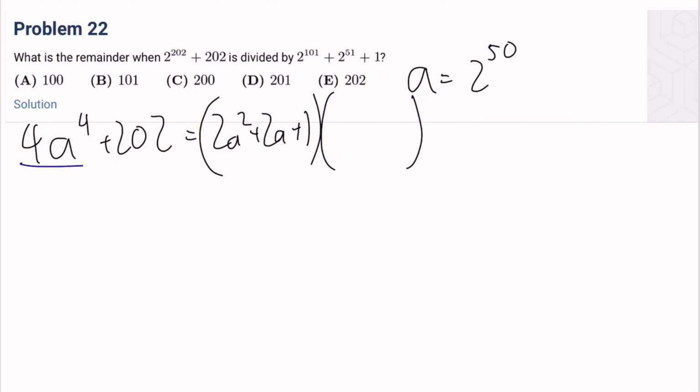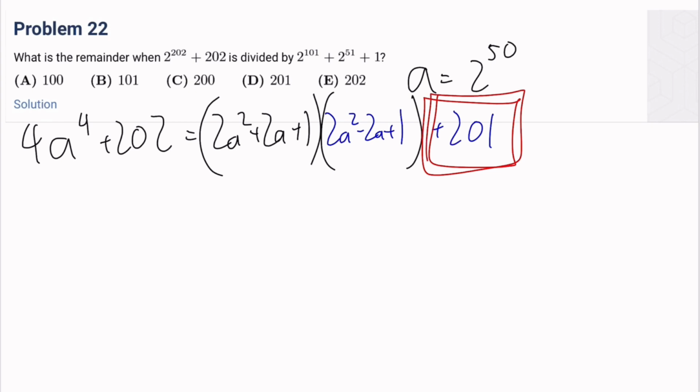So to make 4A squared, we need 2A squared, and then since there is no A cubed or A squared or A term, that means we're going to have minus 2A, and then we're going to have plus 1, right? And then to make the constant 202, we're going to have to add 202 at the end. And this is the remainder. No, sorry, that's not the remainder. The remainder is 201, right? And so this is the remainder. That's what we wanted. So the answer is 201.